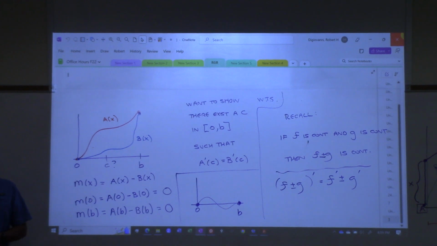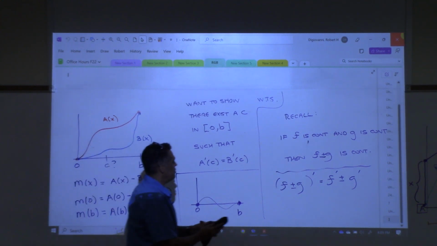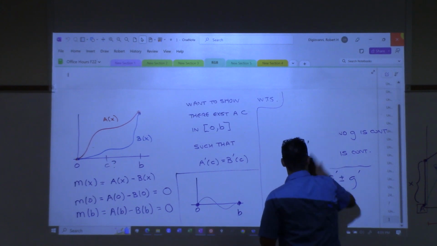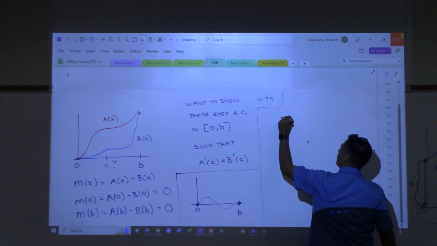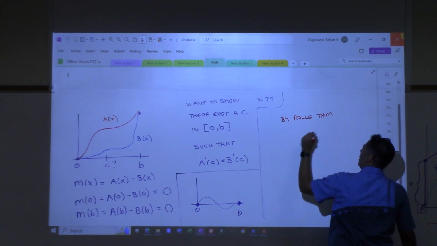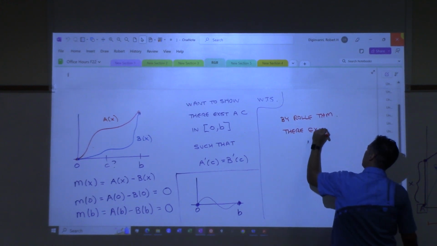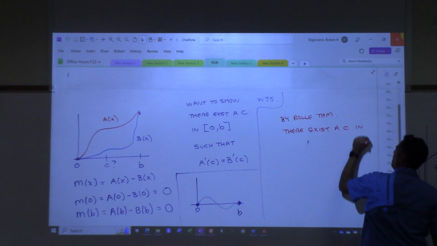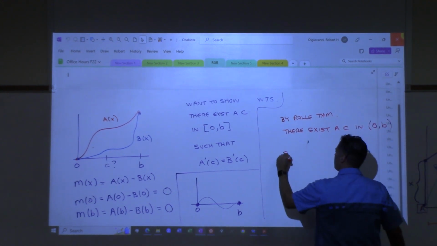Now, what does Rolle's theorem tell us? Rolle's theorem says that, what does Rolle's theorem tell me? Okay, I'm going to write it down. So by Rolle's theorem, there exists a C in the interval (0, b), somewhere in there, such that what's true?